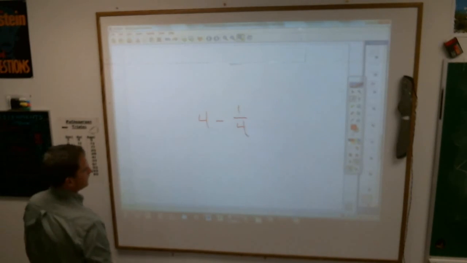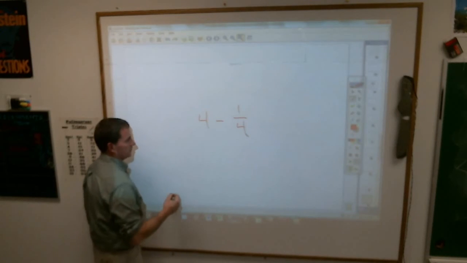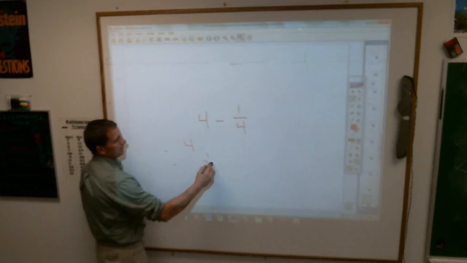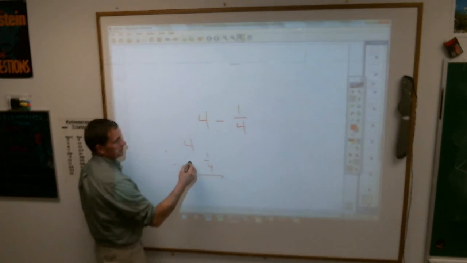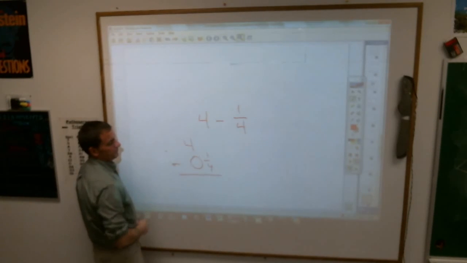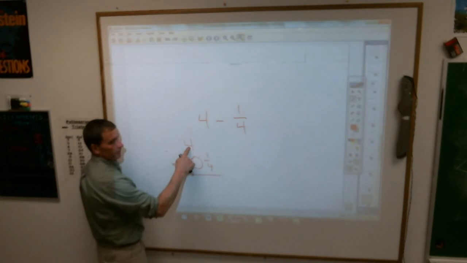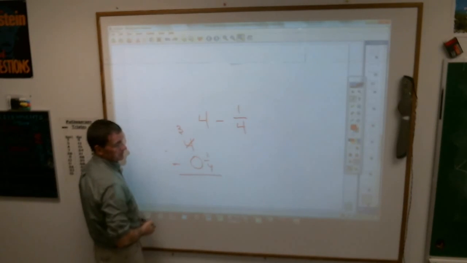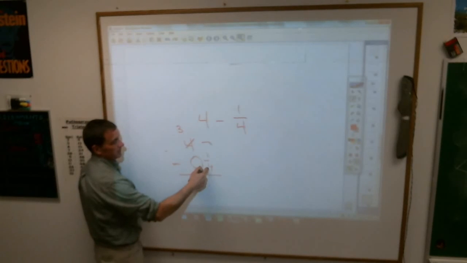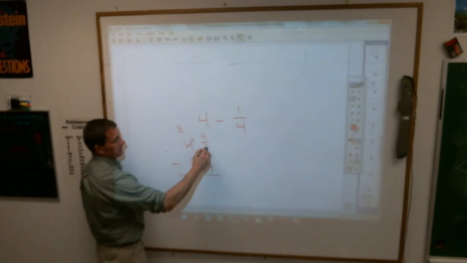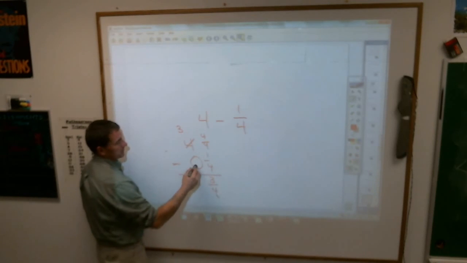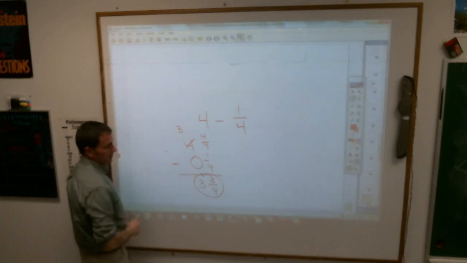Gianna? 3 3/4. Let's look at what happens here. You have 4 minus 1/4. You can put 0 and 1/4 if you like. That keeps your life less messy. You have to borrow from the 4. It becomes a 3. What fraction do I make over here? 4/4, because that's a 4 down there. 1/4 from 4/4 is 3/4, and 0 from 3 is 3. 3 and 3/4.